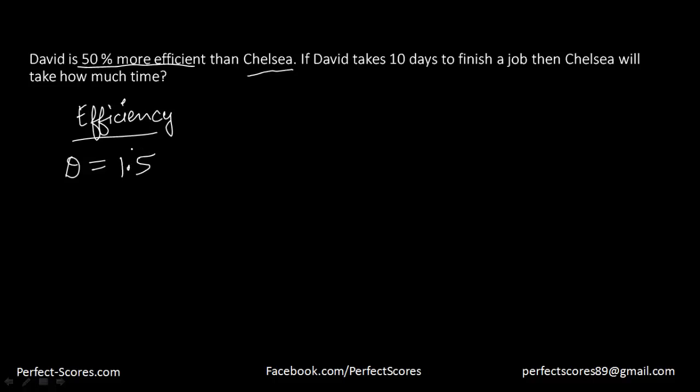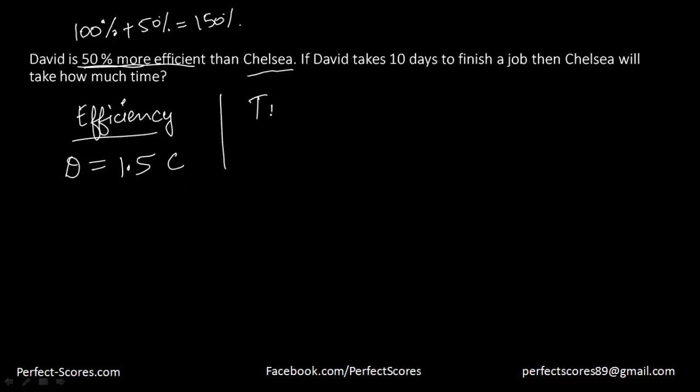So suppose you've watched the percentage video in which we say 50% more is equivalent to 1.5. For the viewers who haven't watched the percentage video, 50% more means 100% total plus 50% more. So that will come down to 150%, which is equivalent to 1.5. So David is 50% more efficient than Chelsea. So in terms of efficiency, David is equal to 1.5 Chelsea.